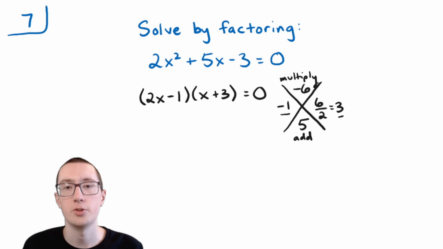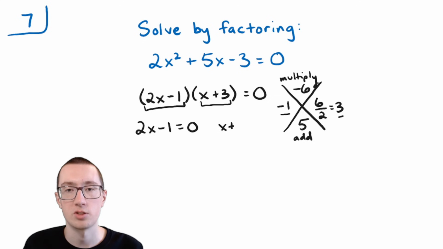So the last thing we can do here to solve for x is recognize that this is being multiplied to get 0, and anything times 0 is 0. So if just 2x minus 1 is 0, the whole thing is 0. And likewise, if x plus 3 was 0, the whole thing would be 0. So we can split this up into two equations. So we'll have 2x minus 1 equals 0, and we'll have x plus 3 equals 0. And just a reminder that you can only do this if it equals 0.